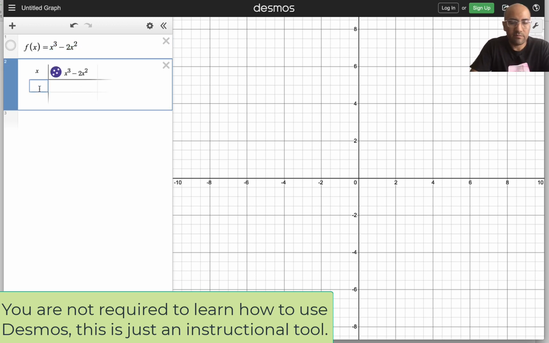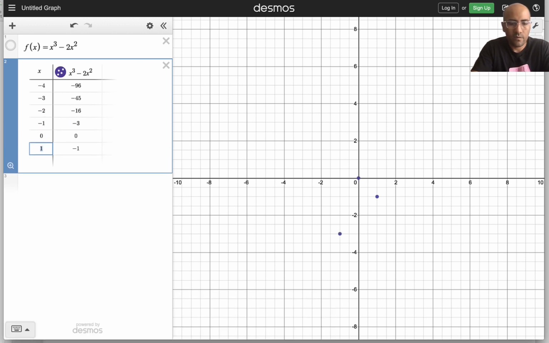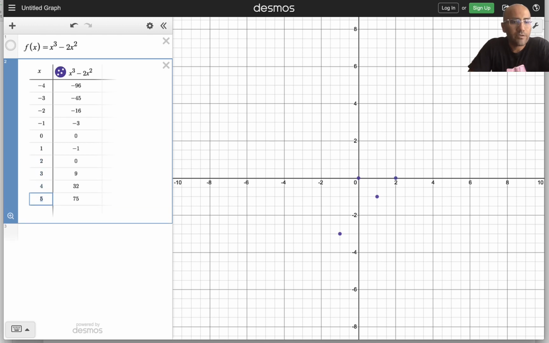Okay, so let's create that same table I had before. Let's start with, say, negative 4, negative 3, negative 2, negative 1, 0, 1, 2, 3, 4, 5. Okay, so here's the exact same table that I hand wrote. Here are the input values. They go into this function in here. Each one of these values gets cubed and subtracted minus twice that same value squared. And so we get all these ordered pairs.